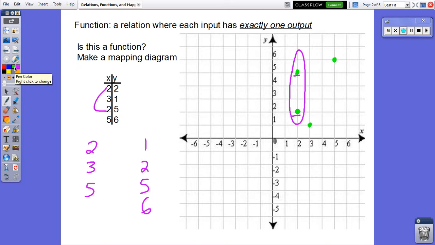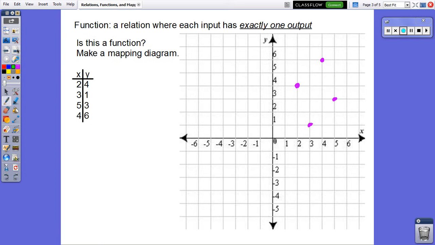Okay, an x value of 2, well, that goes to 2 because of this pair, and it also goes to 5 because of this pair. If we look at an x value of 3, that's going to go up here to 1 because of this pair. And then 5 goes to 6. So there's the mapping diagram. And you can see that the input 2 has 2 different outputs. It goes to 2 and it goes to 5. So that's what makes this not a function.